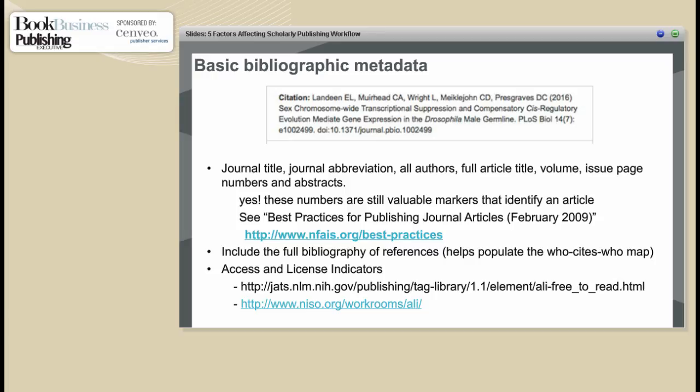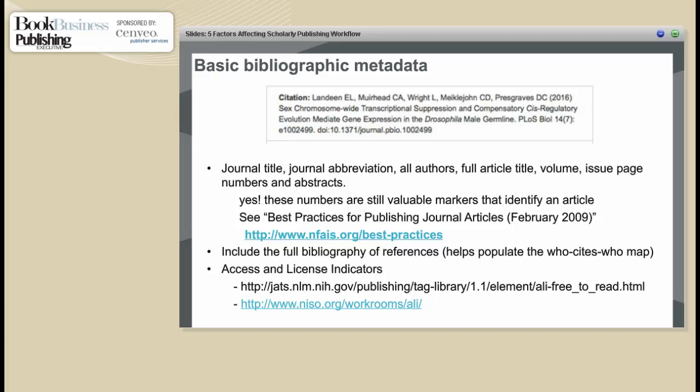Crossref now accepts abstracts as part of the metadata submittal. So that's another part of the metadata stream we'd like to provide. We also really encourage people to deposit the full set of references. When you deposit the references with the article, you're helping to establish the who-cites-who relationship, or the who-cites-who map that Crossref maintains as a service. And then there are things like access and license indicators.